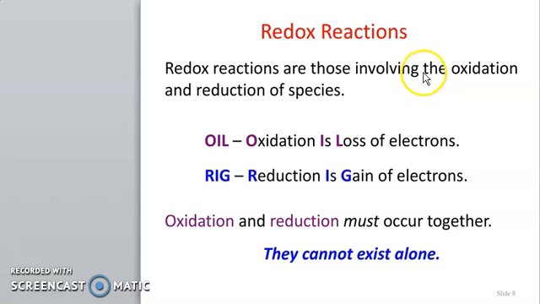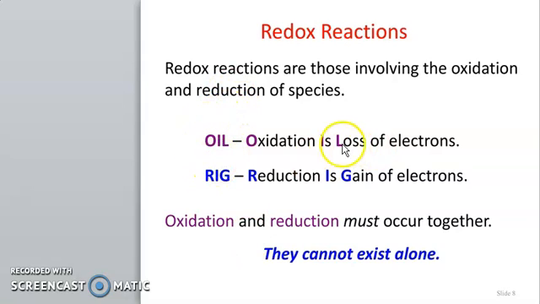Redox reactions are those involving the oxidation and reduction of species. You have learned this oxidation and reduction in organic chemistry also, where you learned these terms about loss of oxygen and gain of oxygen, or loss of hydrogen and gain of hydrogen. Here it is related to electrons. This redox reaction is related to the electrons, means oxidation and reduction.